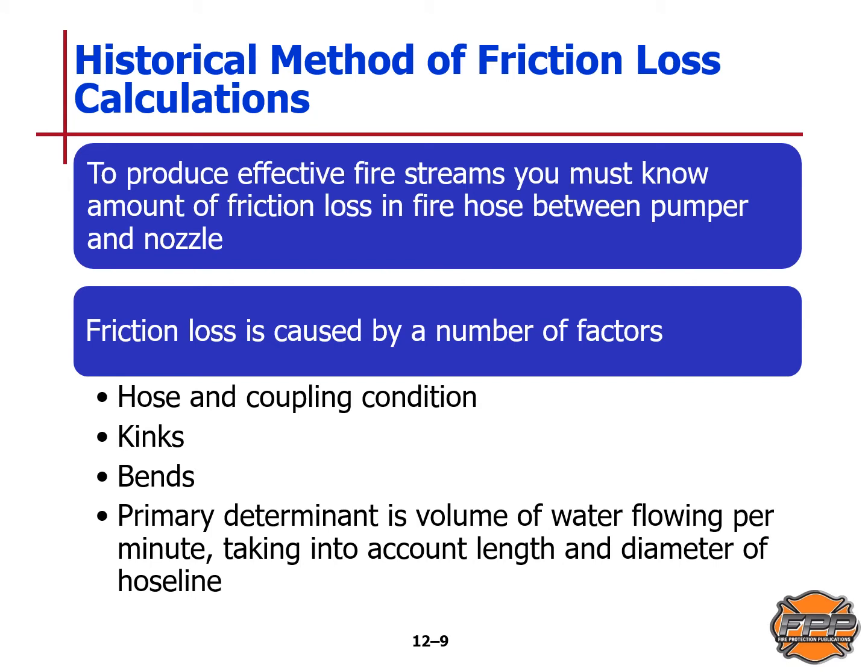To produce effective fire streams, you must know the amount of friction loss in the fire hose between the pumper and the nozzle. Friction loss is caused by a number of factors: hose and coupling condition, kinks, bends, and primarily the volume of water flowing per minute, taking into account the length and diameter of the hose line.